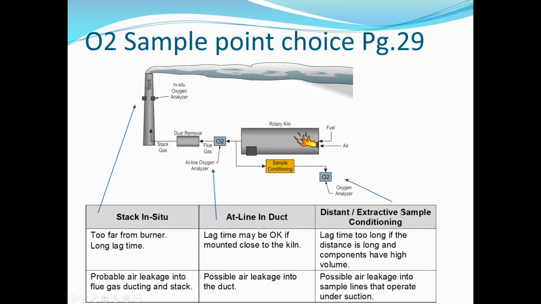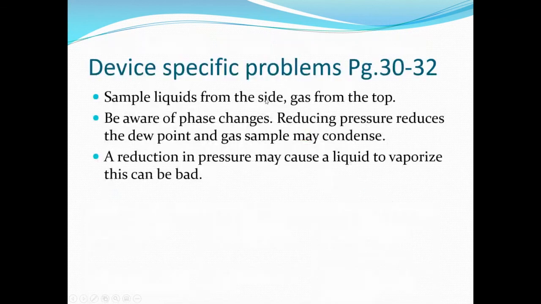Last but not least here, we have distant or extractive sample conditioning. Generally, this is a long lag time type installation here, and we can have problems if it's too long. And that also, of course, involves longer runs, which increases our volume. So that's something that we also have to worry about as well. And then again, you see here in the bottom, air leakage. All of these things are things that you have to consider, especially when we're talking about measuring oxygen, because we want it to be true and representative. We don't want any additional oxygen in there that we're not looking for.